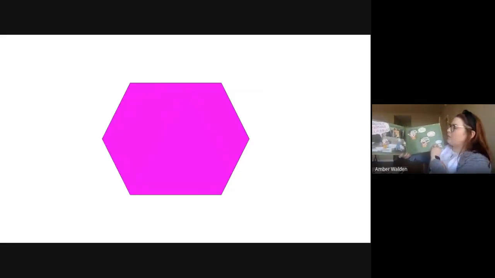The window shapes are rectangles. We see the sidewalk is a rectangle, and this brick here is a rectangle. These boxes that the pictures are in are rectangles. Oh, this is going to be a tricky one. We're looking for a hexagon.